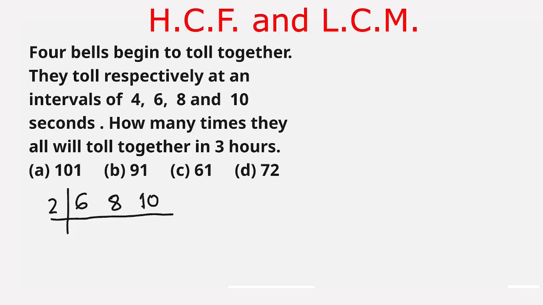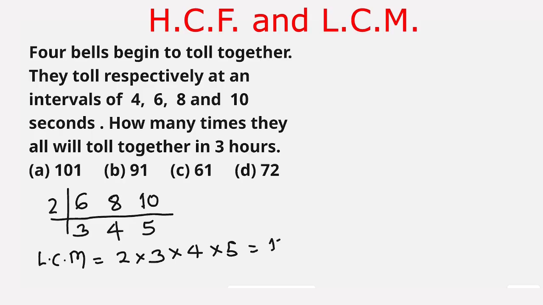2 divides all these three numbers. 2 divides 6 for 3 times, 8 for 4 times, and 10 for 5 times. So the LCM is 2 multiplied by 3 multiplied by 4 multiplied by 5. This is equal to 120 seconds. Now we have to find how many times they talk together in 3 hours.